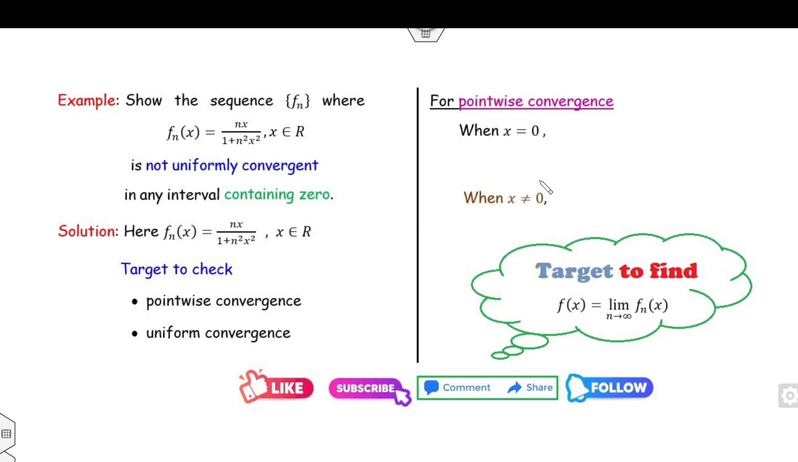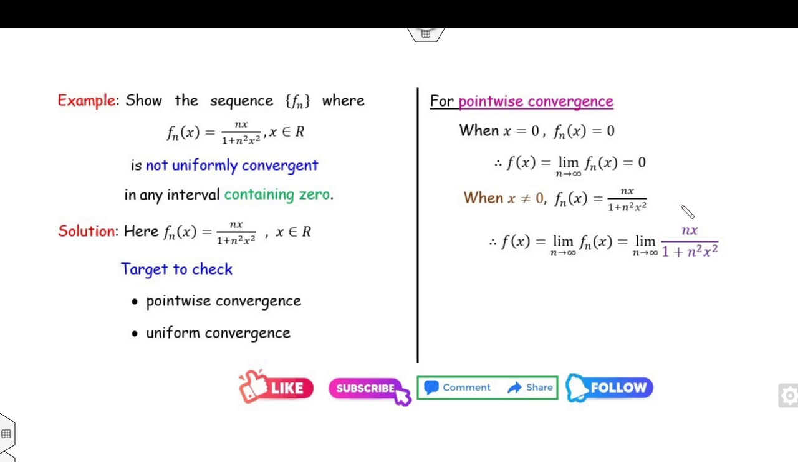When x is 0, f_n(x) will be 0. So therefore, f(x) is 0. When x is non-zero, then your limit will be this.